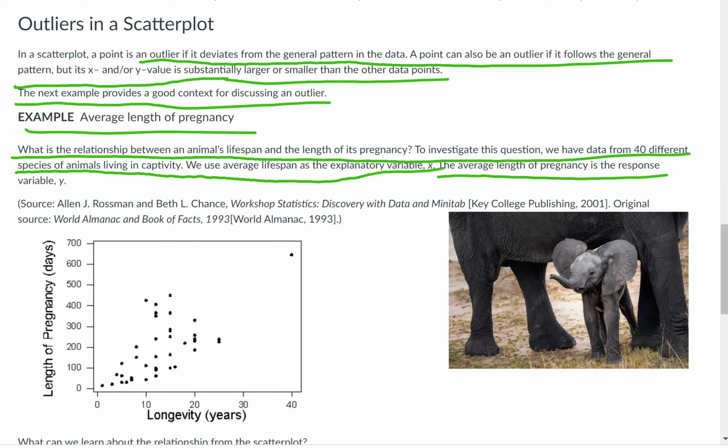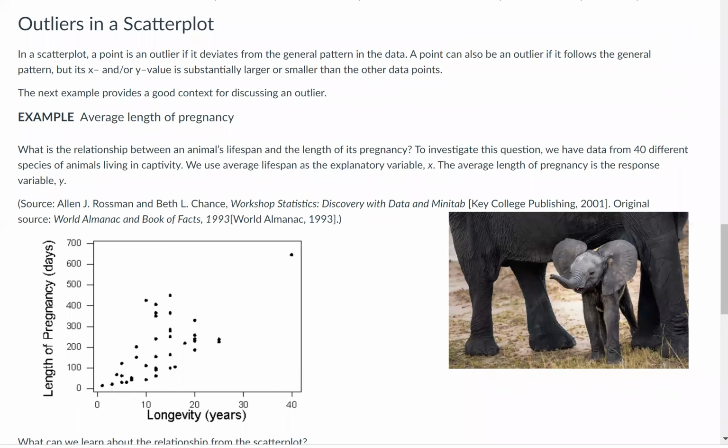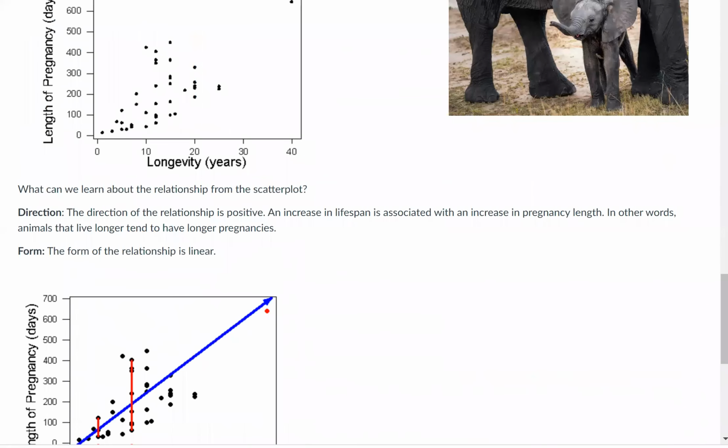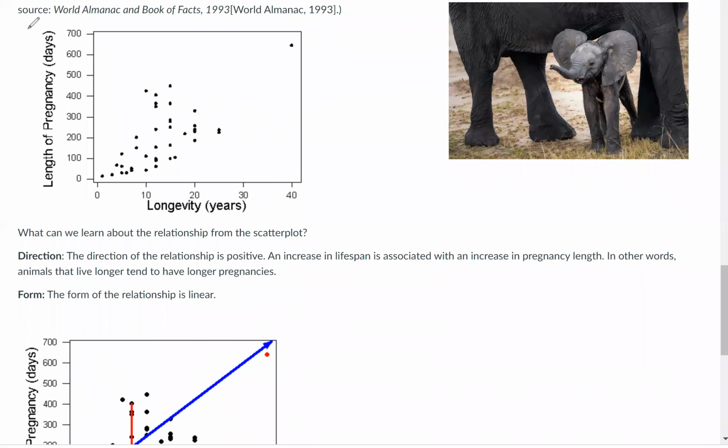The average length of pregnancy is the response variable Y. Now we'll scroll down and look at the scatter plot here. We don't know which animal is which, we just know all the dots are here. So what can we learn about the relationship from this scatter plot?